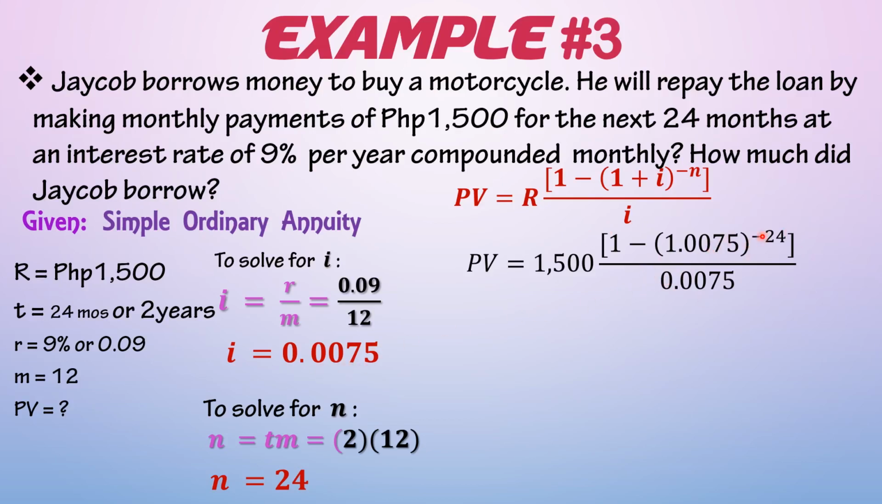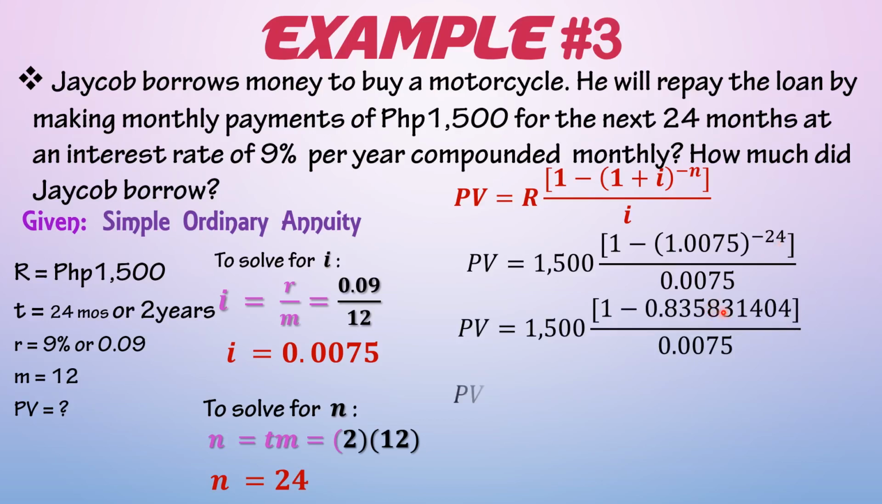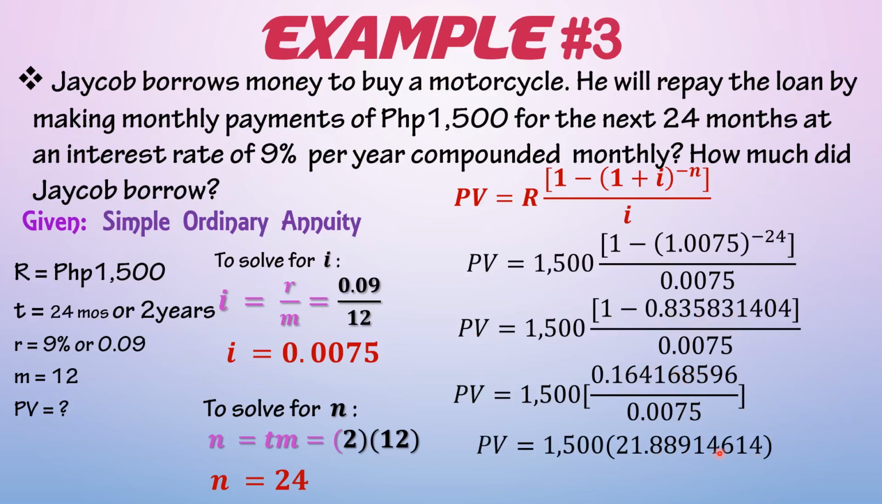And then again, we work on this one. So 1.0075 raised to the negative 24 on your calculator. So this will be the value. And then we subtract it from 1. And this will be the value. And then divide it. So you will have 21 point something. Multiply by 1,500. So the present value is 32,833.72. So this is the amount that Jacob borrowed to buy a motorcycle. So again, you may write your conclusion in words.